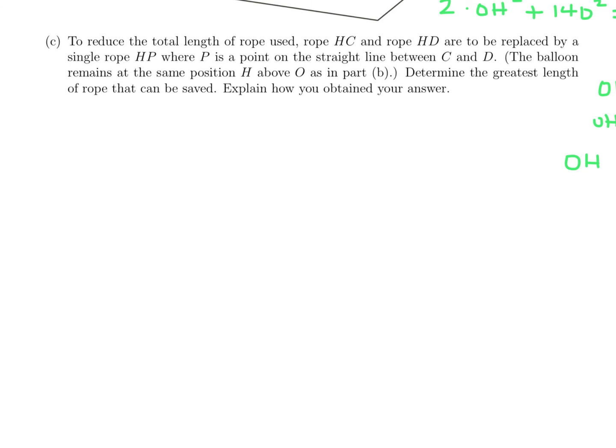Part C. To reduce the total length of the rope used, rope HC and HD are to be replaced by a single rope HP, where P is a point on the straight line between C and D. Determine the greatest length of rope that can be saved.